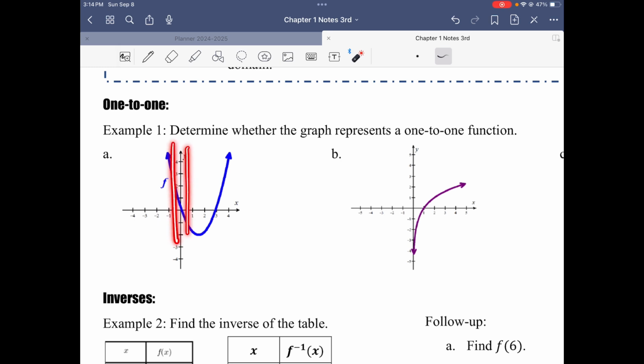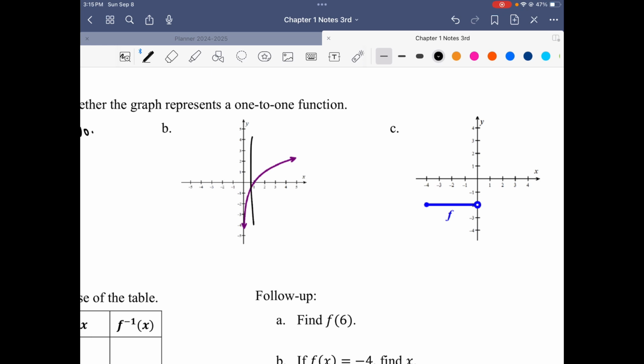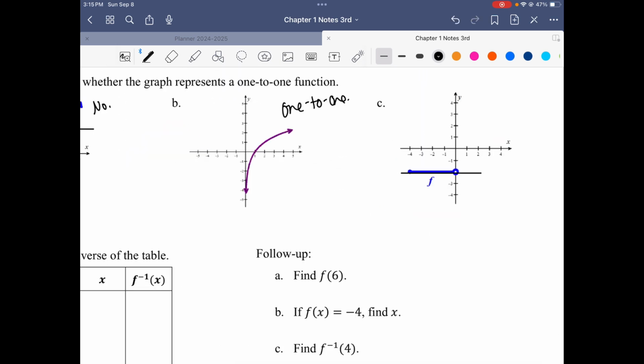So first of all, is it a function? Yes. Is it one-to-one? No. In multiple places, it hits the function more than once. So, no. For B, yes, it's definitely a function. Yes, it is one-to-one. And for C, it's definitely a function. It very much fails the horizontal line test, so this one is not one-to-one.